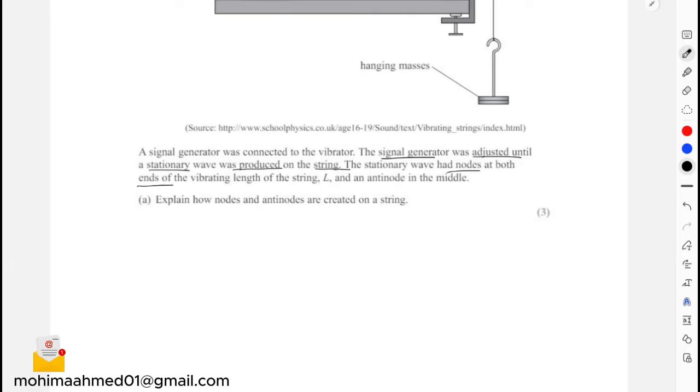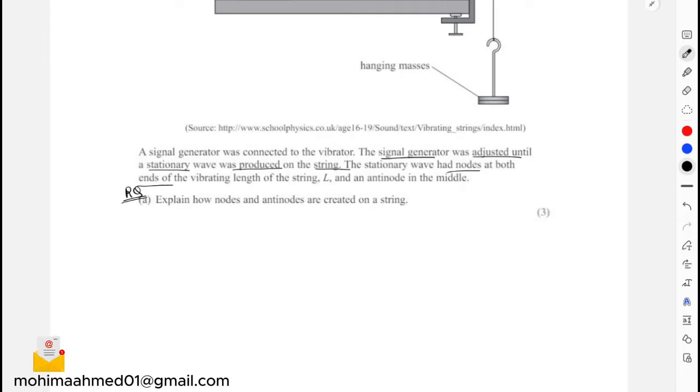They ask to explain how nodes and antinodes are created. This is again a repeated question over here. So we're going to write that when two waves are traveling in opposite directions and they meet one another's reflection, there will be nodes created at the points of zero amplitude, and antinodes created at the points of maximum amplitude. At nodes, usually destructive interference occurs, and at antinodes, usually constructive interference occurs.